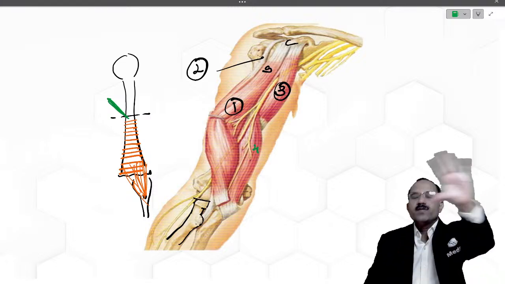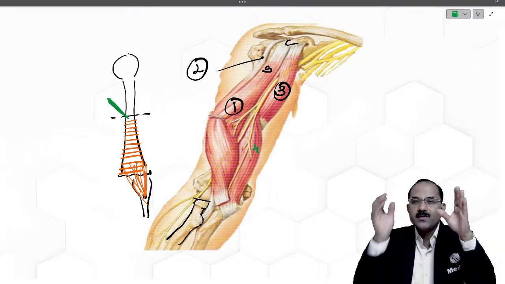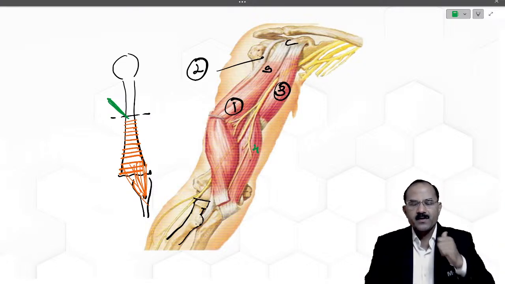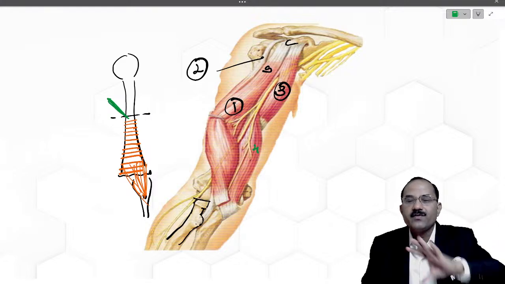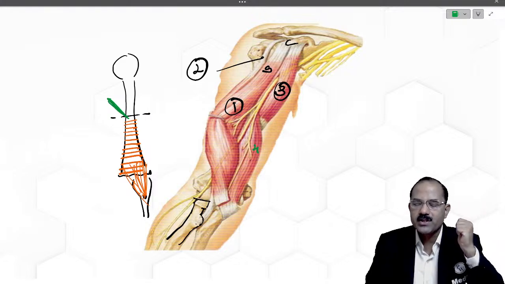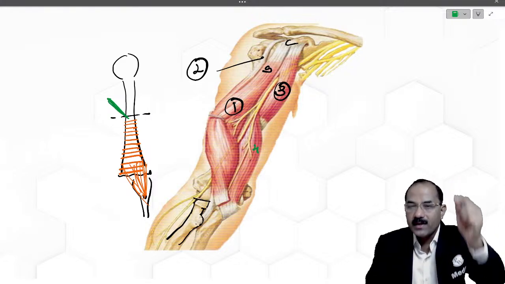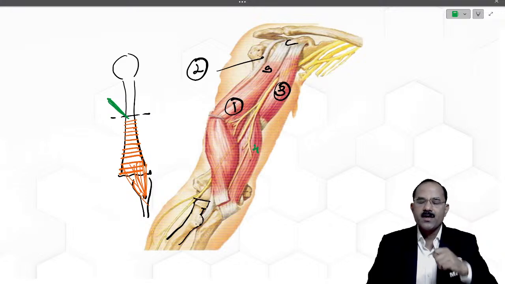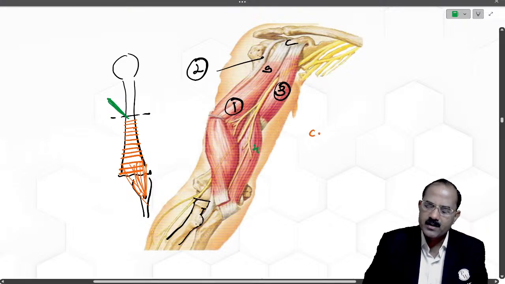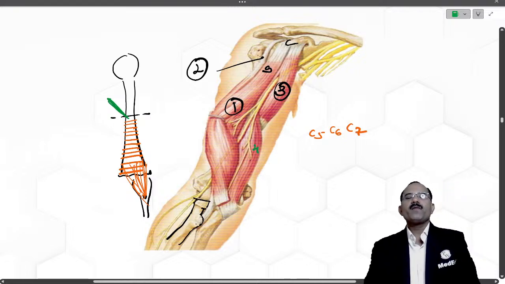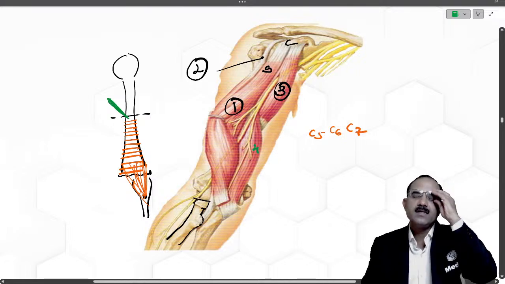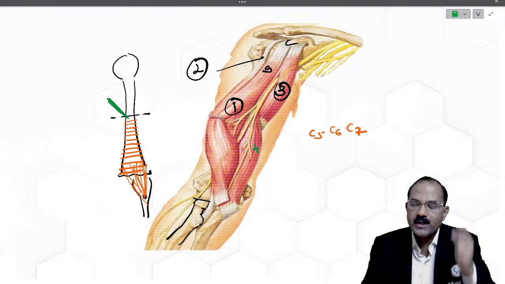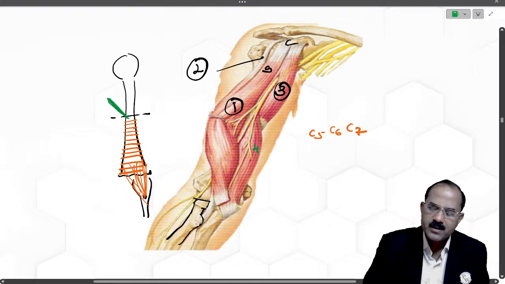Perfect? The nerve supplying this compartment is the musculocutaneous nerve. Musculocutaneous nerve is a branch of which cord? It is a branch of the lateral cord of the brachial plexus. What is the root value of musculocutaneous nerve? C5, C6, C7. This musculocutaneous nerve is going to pierce a muscle. That's a very important MCQ for you.